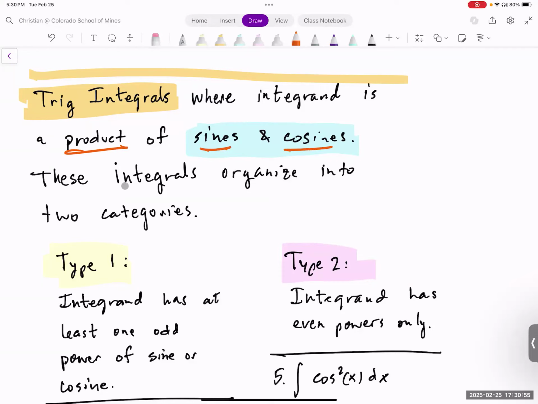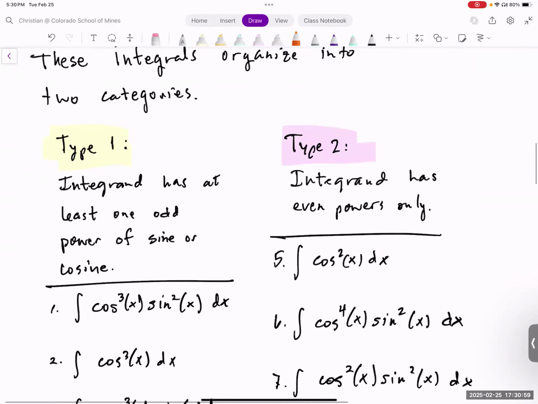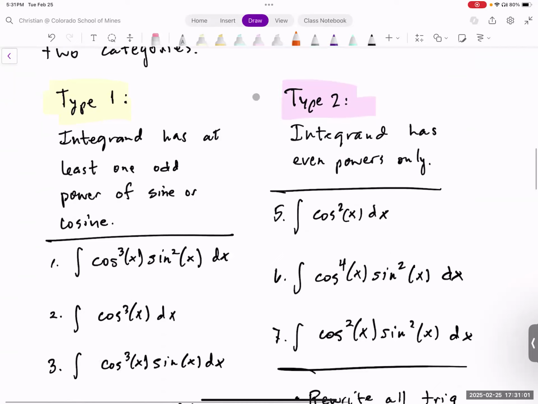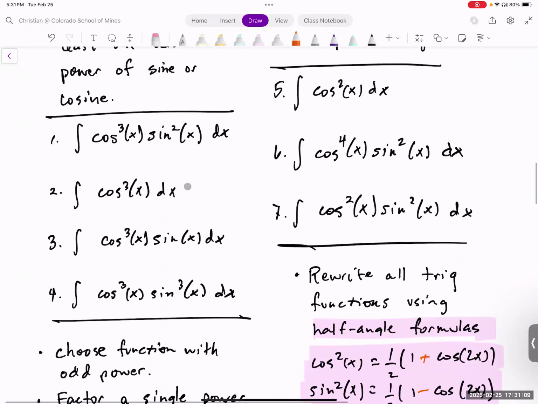And these integrals are going to organize into 2 categories. Category 1, category 2. Type 1 is an integrand where at least one odd power of sine or cosine shows up. So here are 4 examples. We got cosine cubed x, sine squared x. Here's the odd power. So it's type 1.